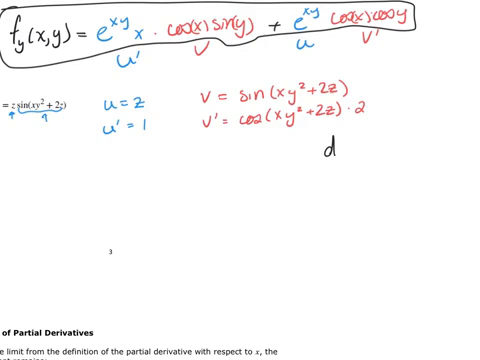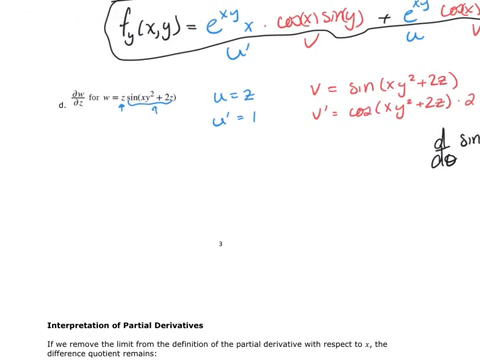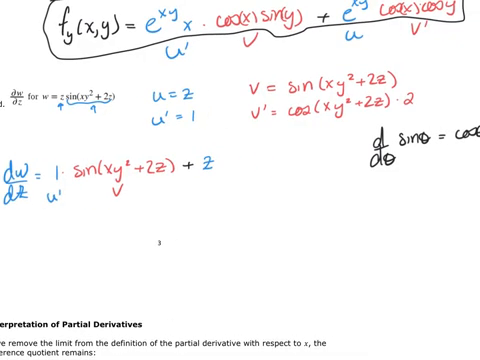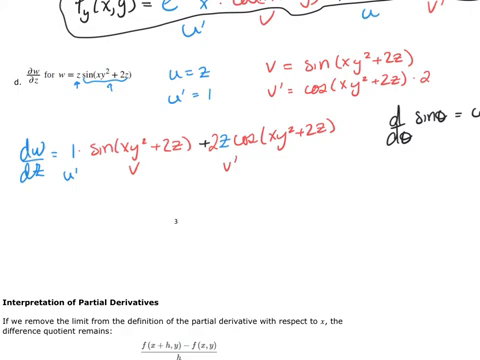Because what I'm using here is d theta of the sine of theta is equal to the cosine of theta multiplied by theta prime. If I take a look at this, the only thing that is not a constant is the 2 times z. That xy is going to be treated as a constant. So dw dz is going to be equal to 1 multiplied by the sine of xy squared plus 2z, plus, because this is my u prime v, plus z multiplied by 2, so I'm going to shove a 2 right there, the cosine of xy squared plus 2z. So that is going to be my v prime u.